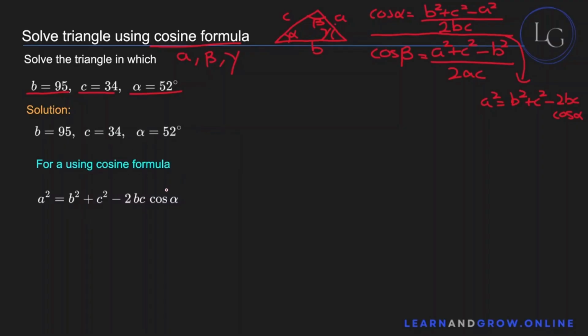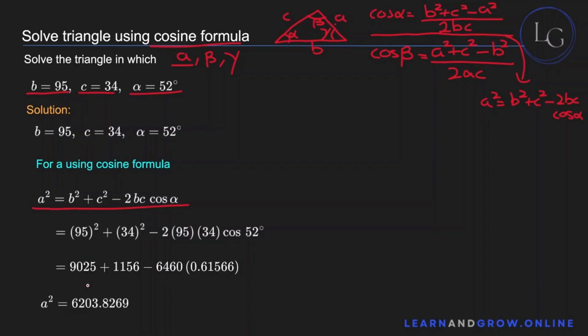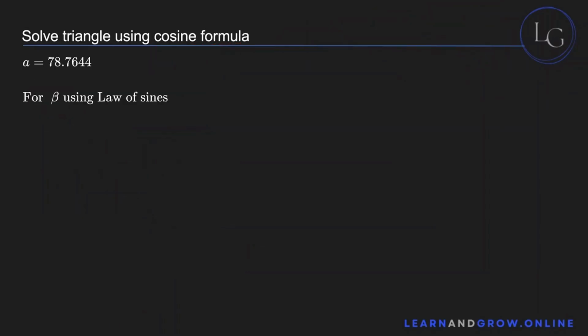Now, using the cosine formula, which is this one, using the angle alpha, because that's the one given to us, you can find out the value of the side A, which we have to find. So, you know that B is 95, C is 34, and you know that the angle alpha is 52. So now, just replace the values. A square is equal to this. Take the square root of this value to get the side A, and that gives you 78.7644.